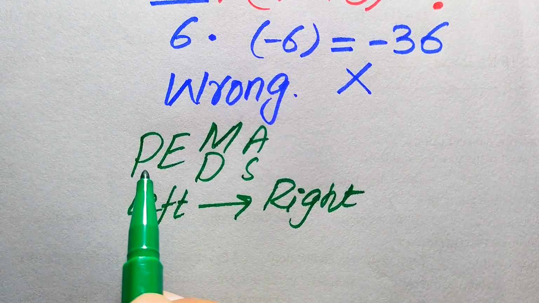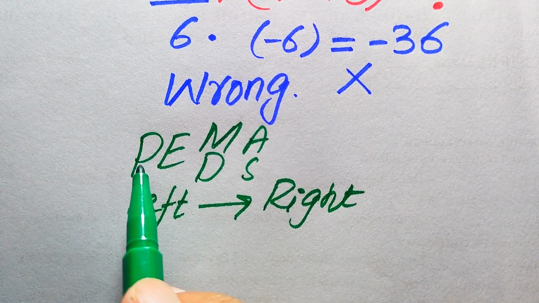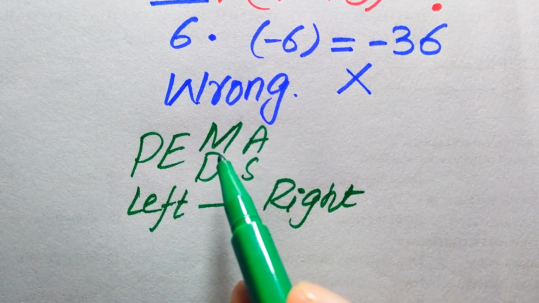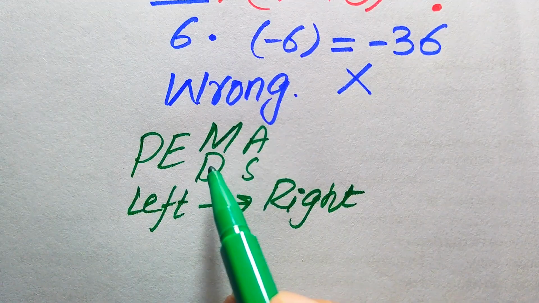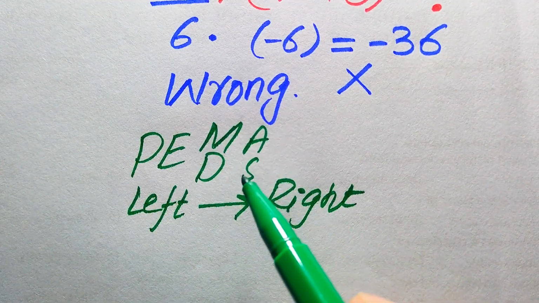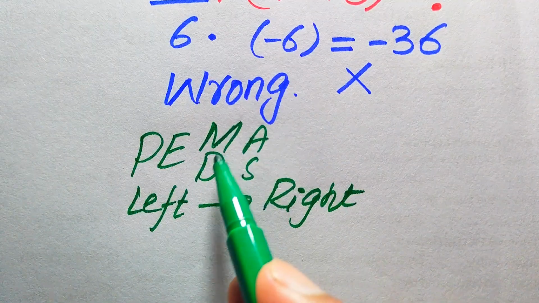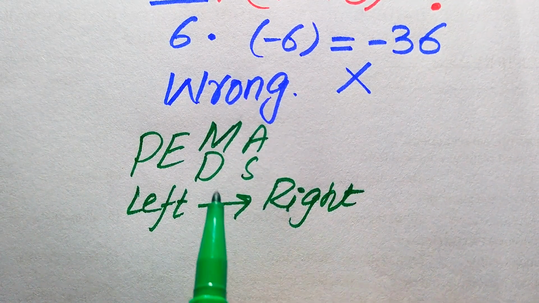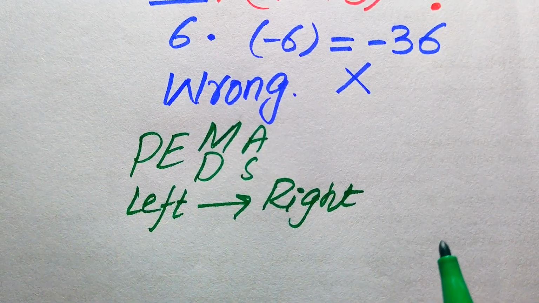This means that we give the first priority to the parentheses, and we give the second priority to the exponent. You know that the priority of multiplication and division is the same. Similarly, the priority of addition and subtraction is also the same. So in this way we move from left to right to solve this problem.